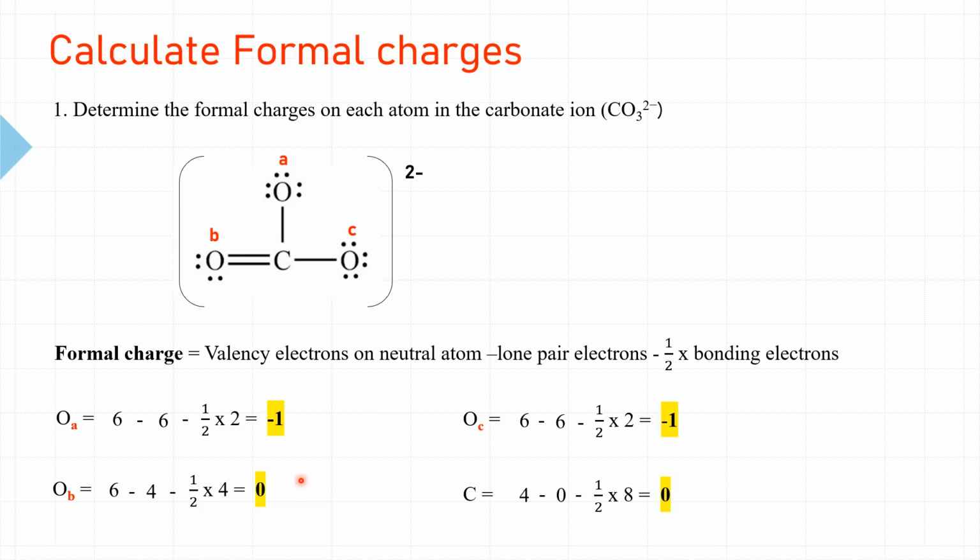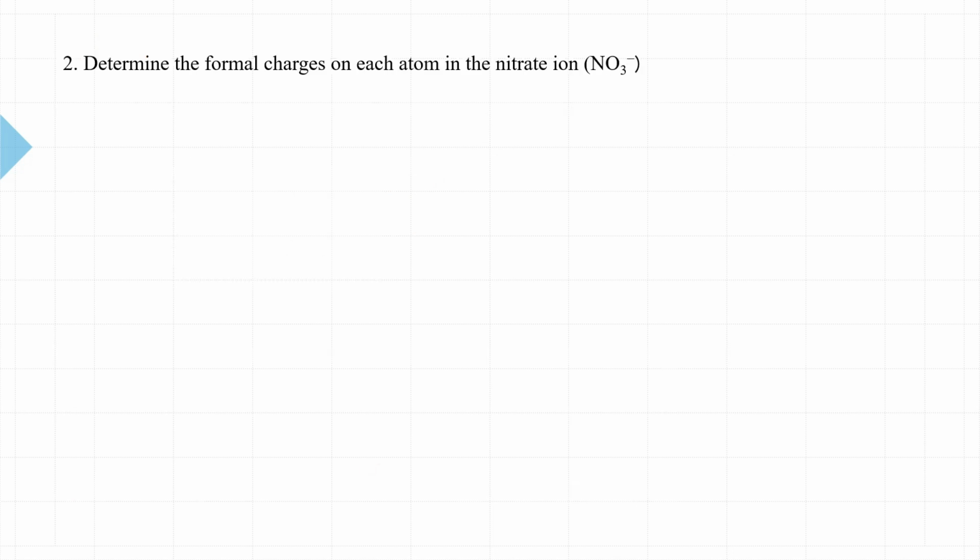Now you can see if you add all the individual charges together, minus 1 plus 0 plus minus 1 plus 0, the total charge is indicated by the outside charge on the ion, that is 2 minus. The second question is to determine the formal charge on each atom in the nitrate ion. NO3 charge is 1 minus.